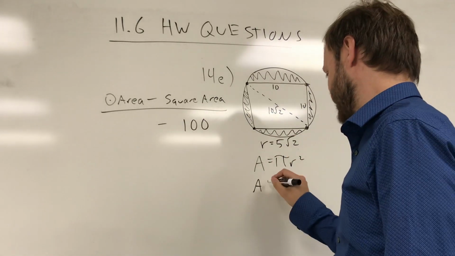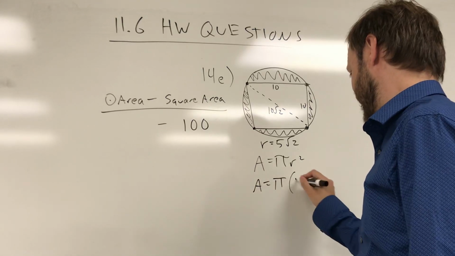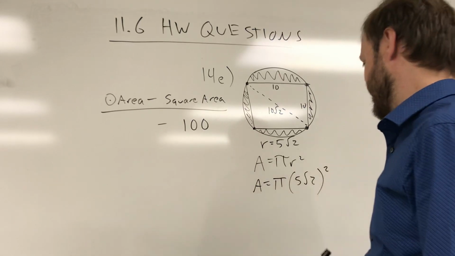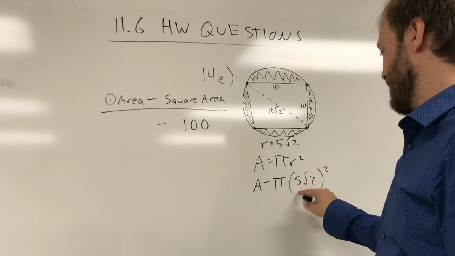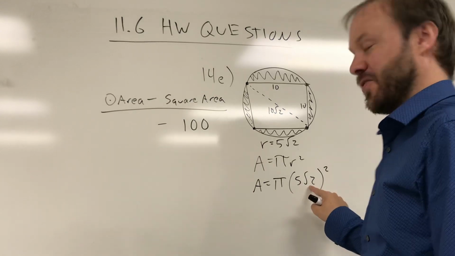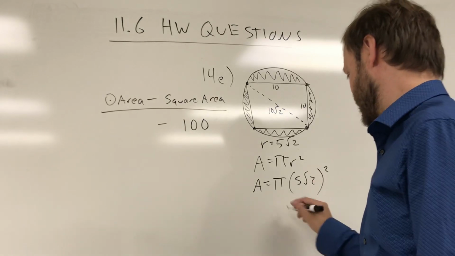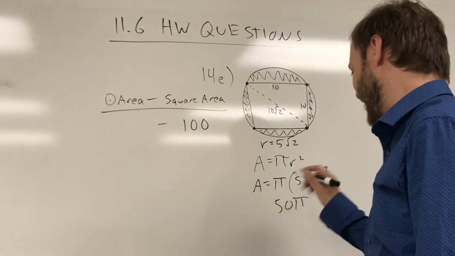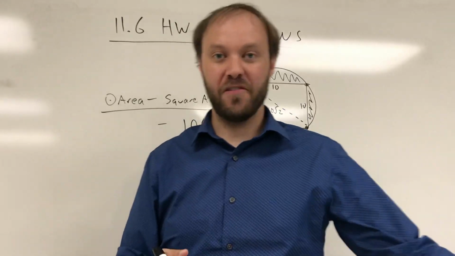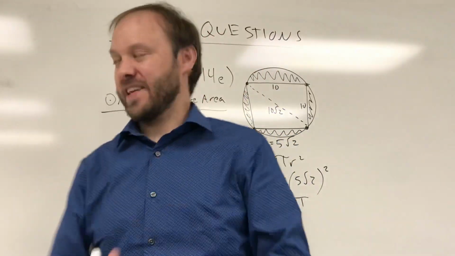Okay, so the area is going to be pi times the radius of 5 radical 2 squared. Okay, 5 times 5 is 25. Radical 2 times radical 2 is radical 4, which is 2. So 25 times 2 is 50. 50 pi square units, so a little bit more than 150 square units, is the area of that entire circle.